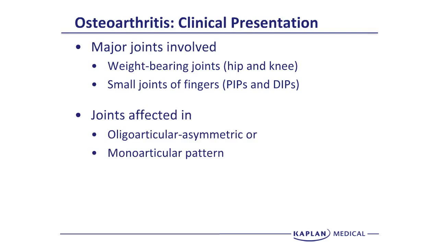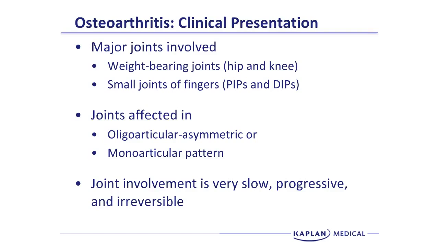Now, the joints are affected in an oligoarticular asymmetrical pattern. So it's very different than rheumatoid arthritis, which affects the joints symmetrically. In these cases, it is asymmetrical, and it could also be monoarticular. Maybe only one joint is involved in the patient. Joint involvement is very slow, so it's a slowly progressive disease, but it does tend to progress, and it's irreversible. There's nothing much that you can do once the disease is there, unless you end up having surgery and joint replacement and so forth, but it's not a disease that is reversible at all.